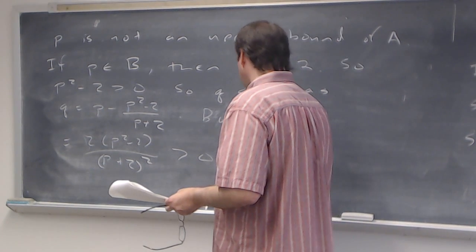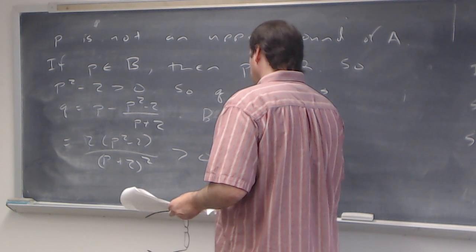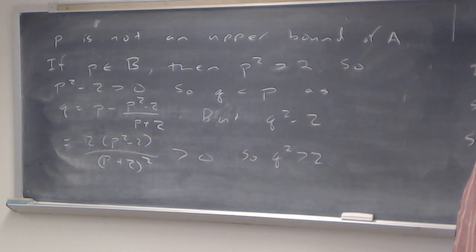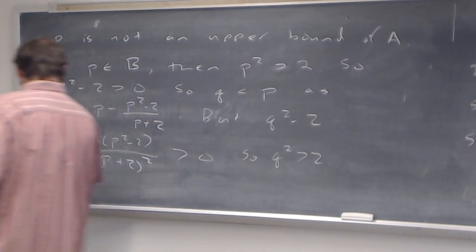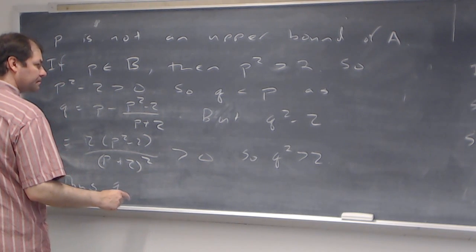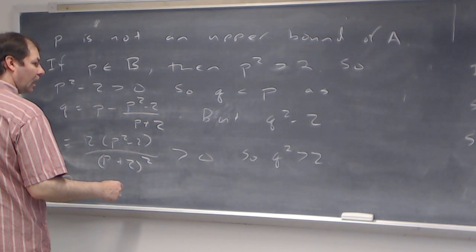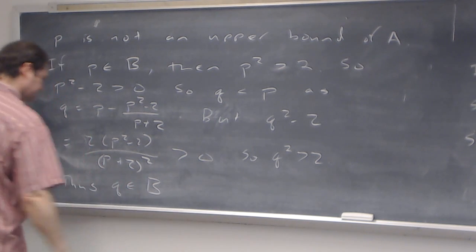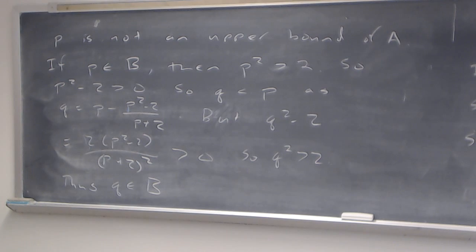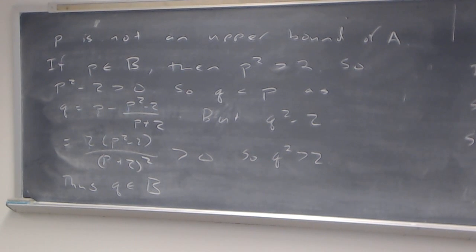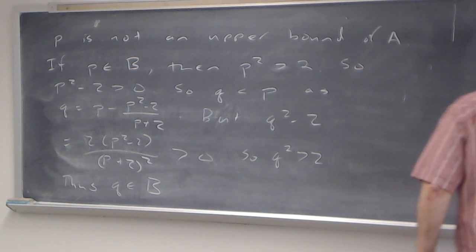So what we have is that Q squared is greater than 2. So Q squared minus 2 is a positive number. Thus Q is a positive number, and its square is bigger than 2. So Q is an element of B. So I get to write down a similar statement to what we said about A, for B.